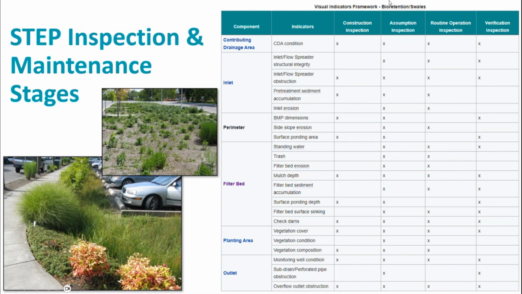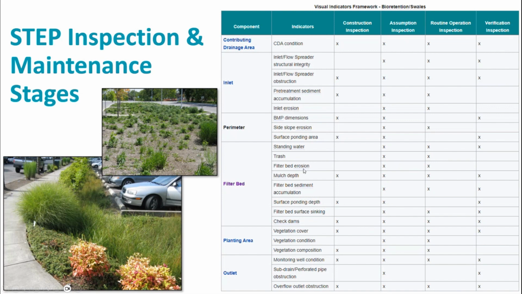So we can see here visual indicators. These are our routine inspections. So you could be looking at something like a bioretention, which just shows along construction inspections, your assumption inspections, your routine operation inspection, and then your verification inspections.